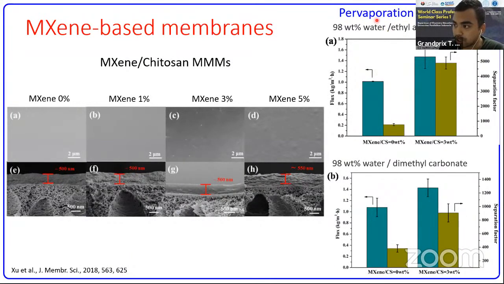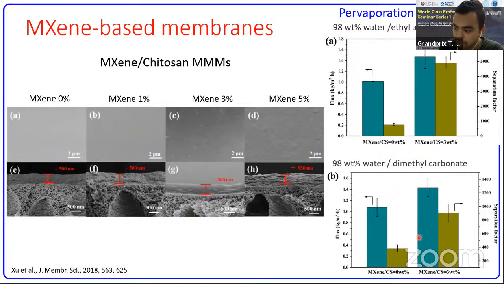And the application in the pervaporation, for example, here the water and ethyl acetate mixtures and water and dimethyl carbonate mixtures. The presence of MXene, again, increases the flux or the permeability as well as the selectivity. Once again, we have broken the trade-off issue because we increase both of the separation factors, which are flux or permeability and the selectivity. This case is also found in other mixtures.